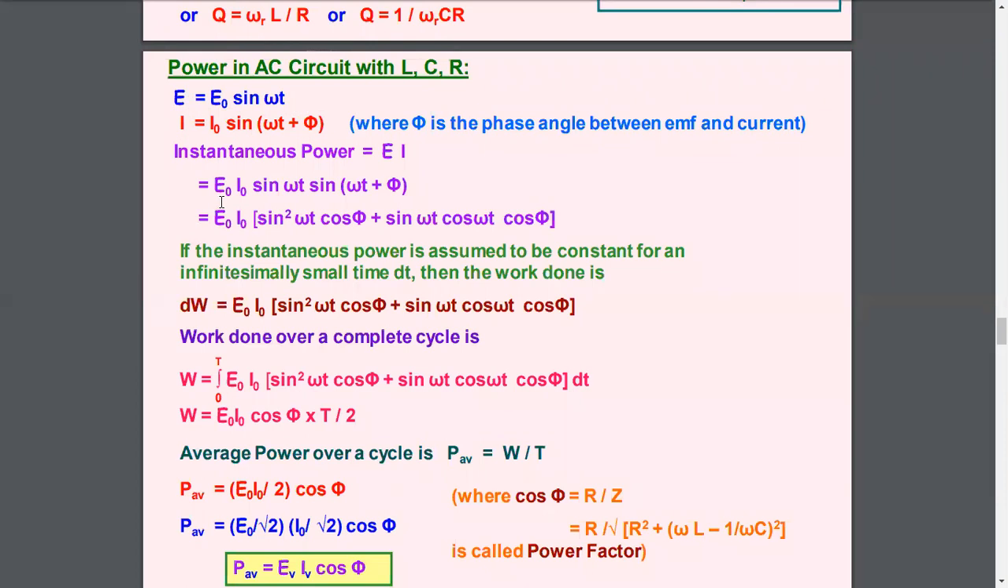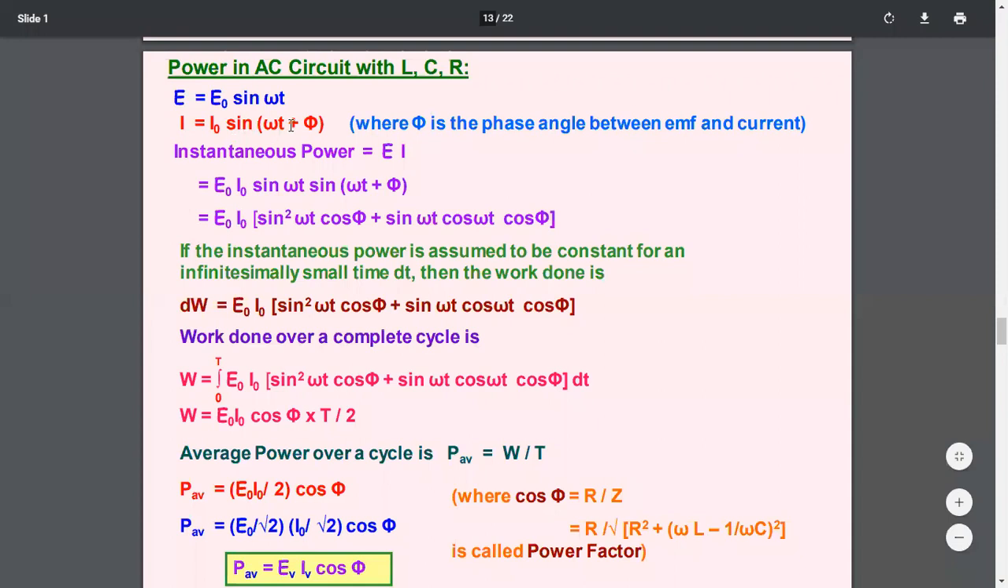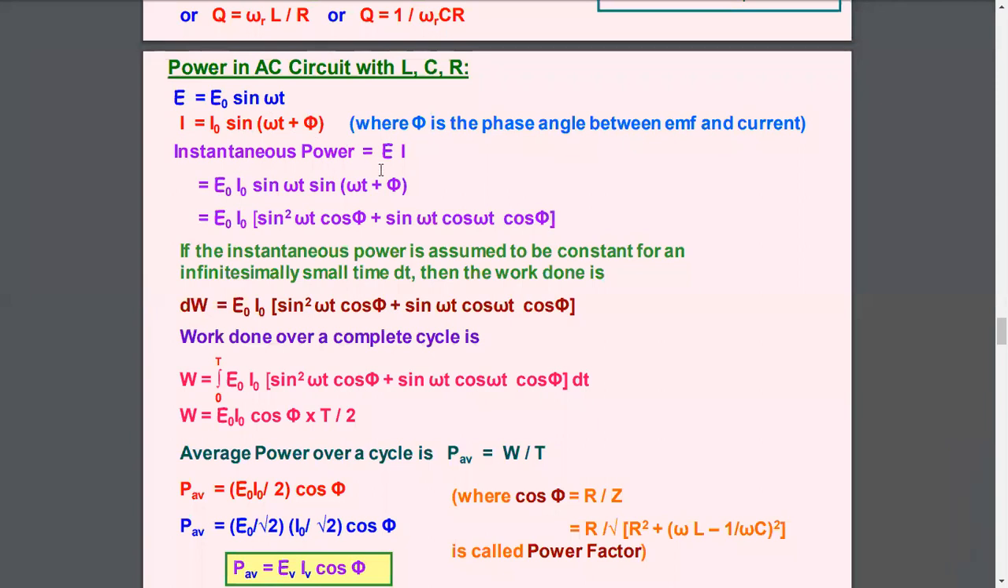And we have already calculated that the phase difference between current and voltage across the LCR circuit will be phi. Phi might be positive or negative depending on the values of XL and XC. Here we assume that the phase difference is positive, indicating that current leads the voltage by a phase difference of phi, and hence the instantaneous value of current will be represented as I equal to I naught sin (omega t plus phi). So instantaneous voltage is E naught sin omega t, and instantaneous current equals I naught sin (omega t plus phi).